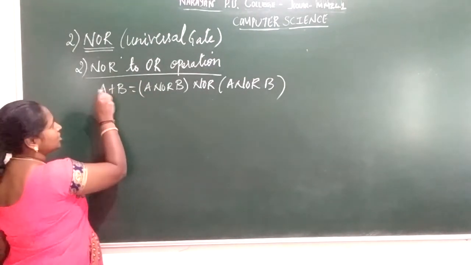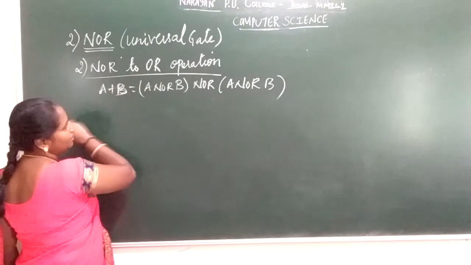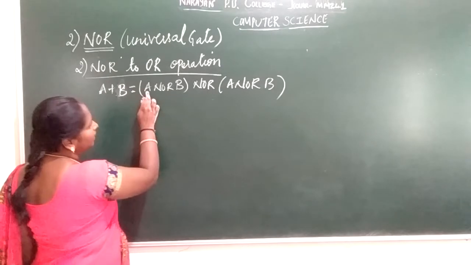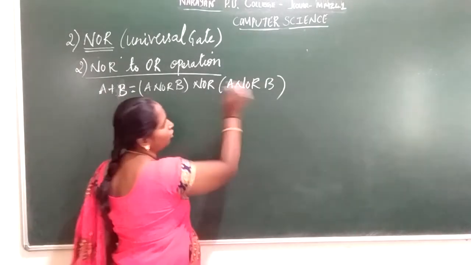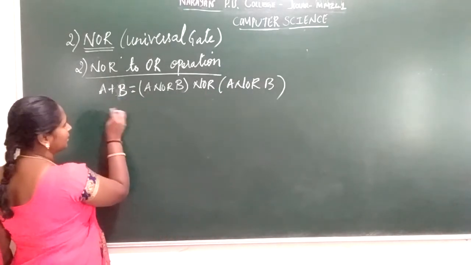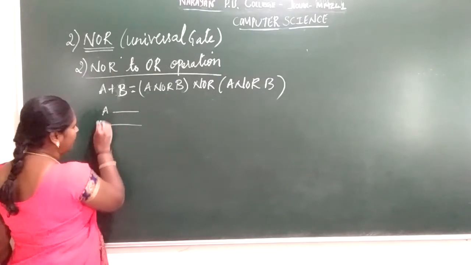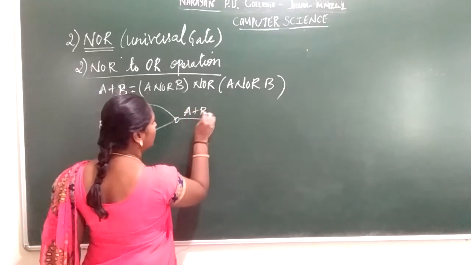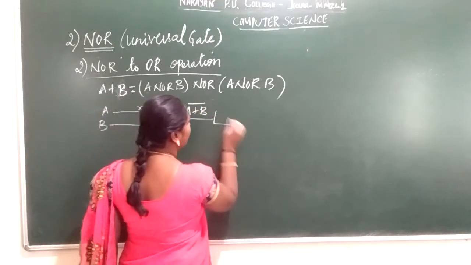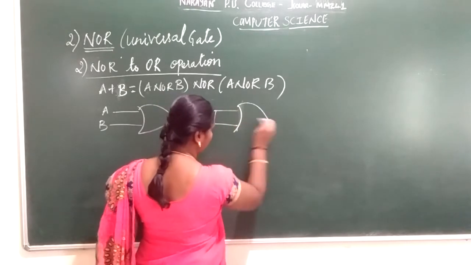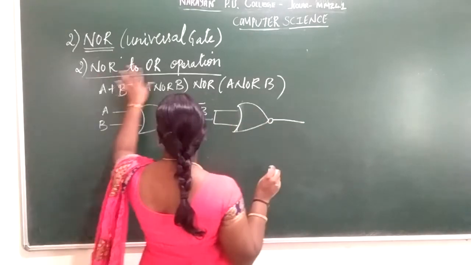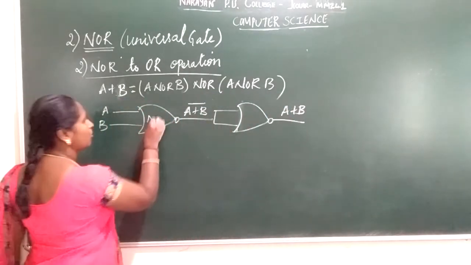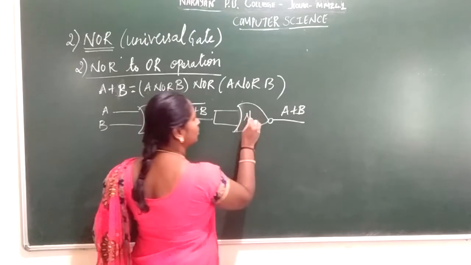So the NOR operation is a plus b whole bar. If I take the variables a and b, the expression can be written as a NOR b, NOR of a NOR b. So the logic diagram is nothing but this: I am taking two inputs a, b. I have used a NOR operator, so it will be a plus b the whole bar. Again I have given it to a NOR gate. So my result, NOR to OR, will become a plus b.